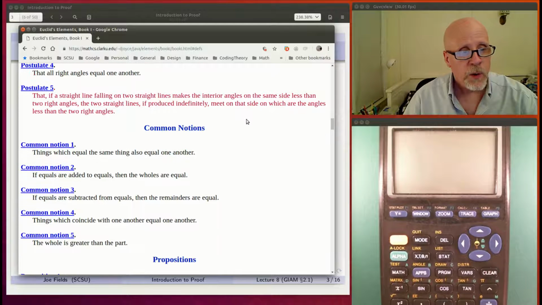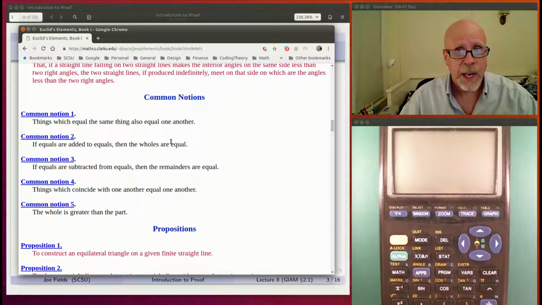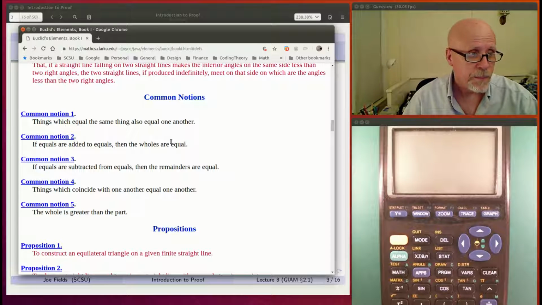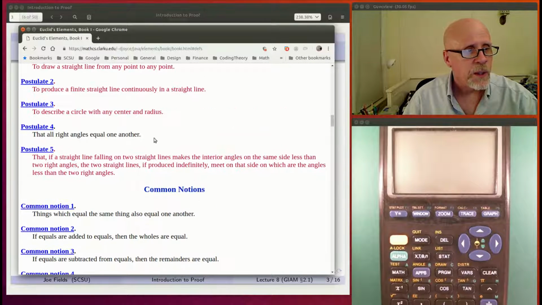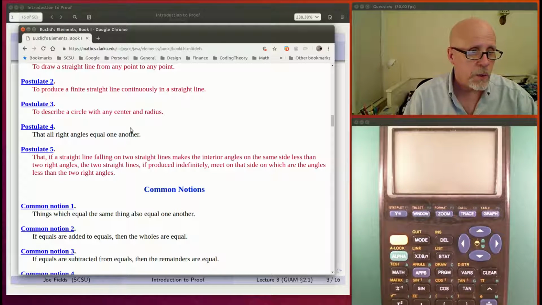In Euclid, he also has these things he calls common notions. You may recognize the transitive property of equality, that when two things are equal to a third thing, they're equal to one another. If you add equals to equals, then the wholes are equal. That's describing a rule of algebra, right? It's okay to add the same thing on both sides of an equation. It's also okay to subtract the same thing from both sides of an equation. So anyway, these common notions and these postulates together, that's the axiom set that Euclid used for geometry.